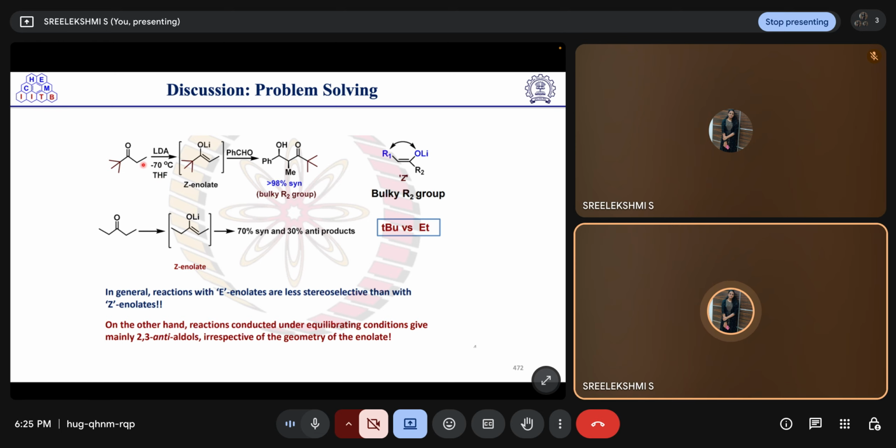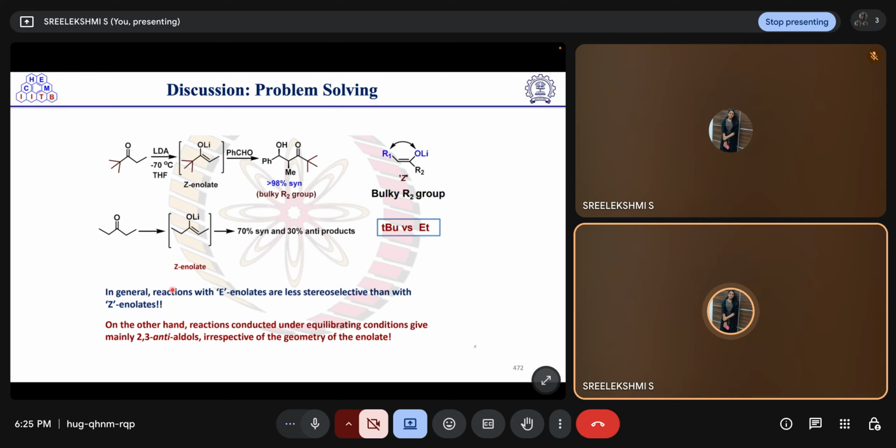Now, if we see this reaction, LDA takes a proton from here and this Z-enolate is formed. Then it attacks the benzaldehyde to form this product. Since the Z-enolate is forming, we get 98% syn. Due to the presence of this bulky R2 group, formation of the E-enolate is difficult here. But here it is a symmetrical compound, so the Z-enolate is favored, but the E-enolate is also possible. So we observe 70% syn and 30% anti products, because it is not as bulky as the tertiary butyl group. That's why we said the bulkier the R2 group, the more the selectivity.